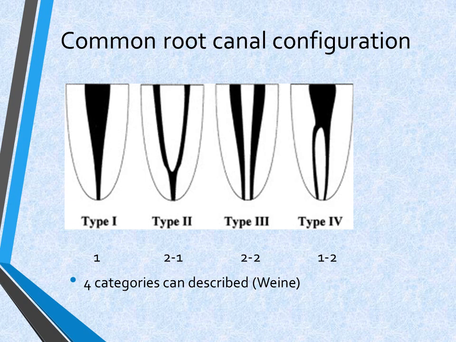So I have written down the numbers also. It's like a kind of coding, so it's easier for you to remember. So 1 corresponds to type 1, 2-1 corresponds to type 2, wherein you have two canal orifices and one common exit, so on and so forth.